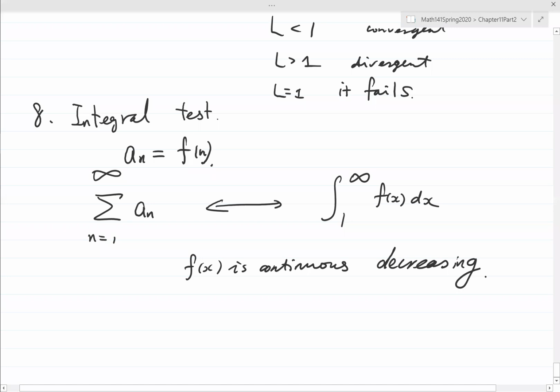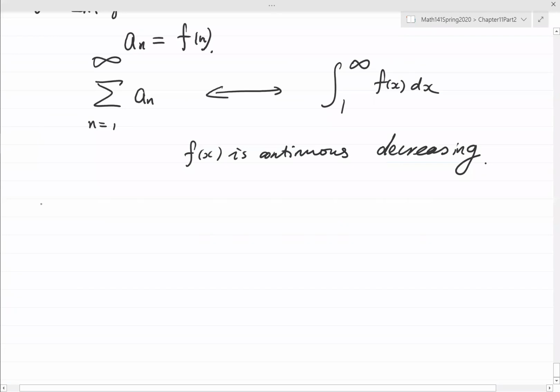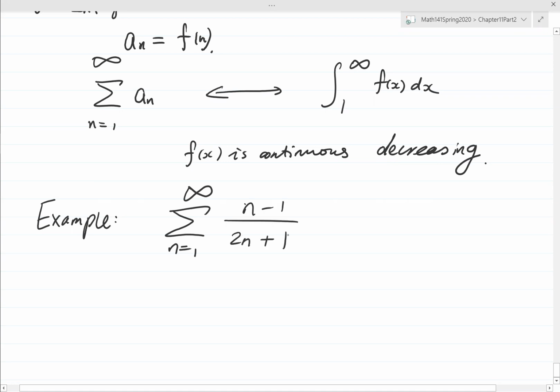Okay, let's see some examples of series. For instance, the sum from n equals 1 to infinity of n minus 1 over 2n plus 1. Now you see the denominator and numerator are both polynomials of n, so you look at the exact power.